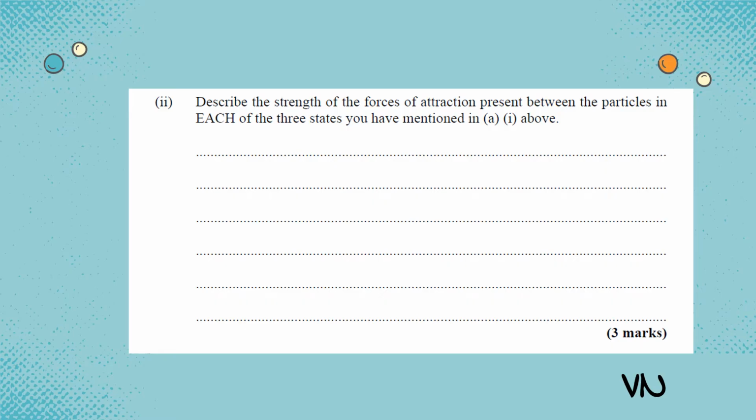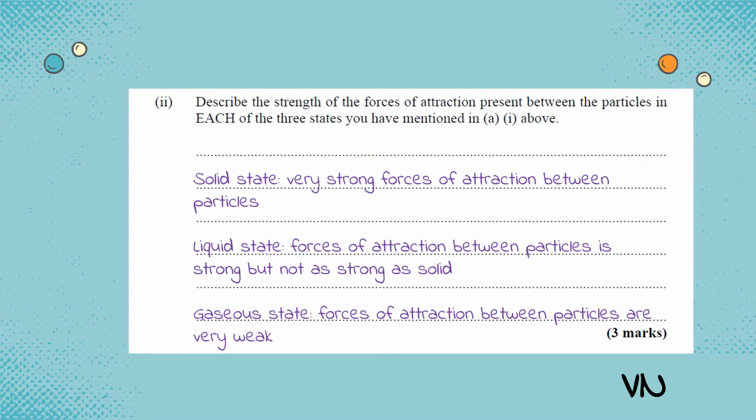Part 2 of the question. Describe the strength of the forces of attraction present between the particles in each of the 3 states that you'll have mentioned. So here you'll have to compare solid, liquid, and gaseous states in terms of forces of attraction between the particles. In the solid state, they have very strong forces of attraction between the particles. In the liquid state, we have forces of attraction being strong but not as strong as in a solid. In the gaseous state, forces of attraction between the particles are very weak.